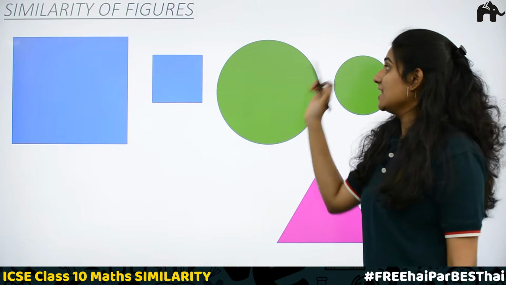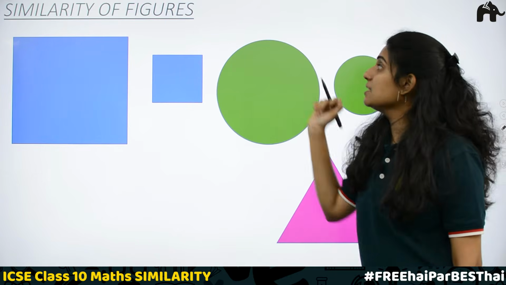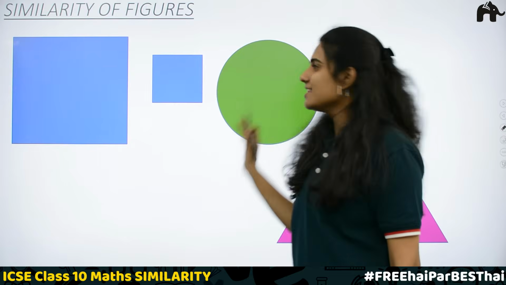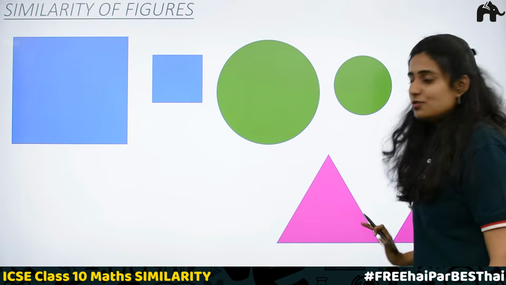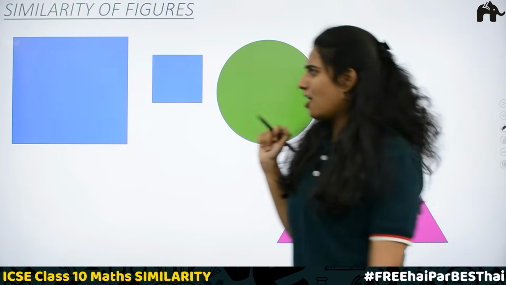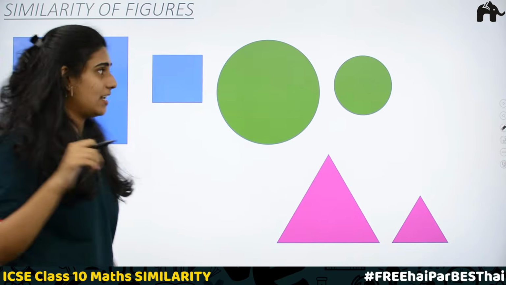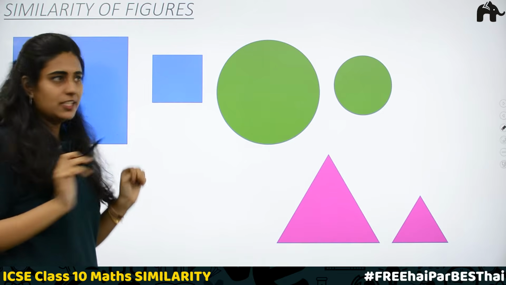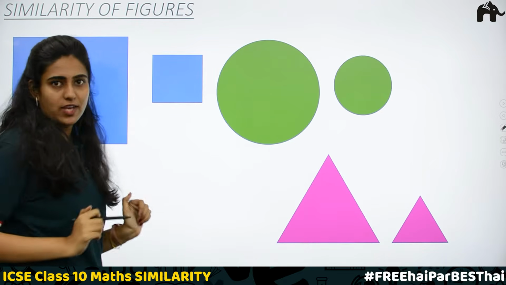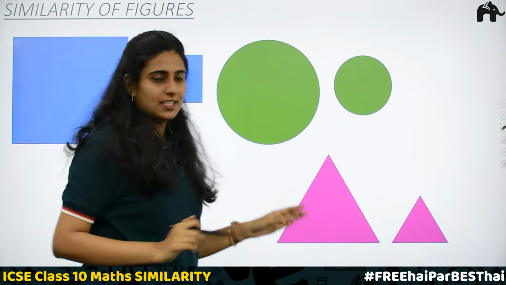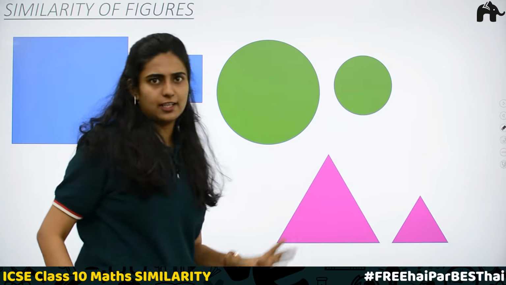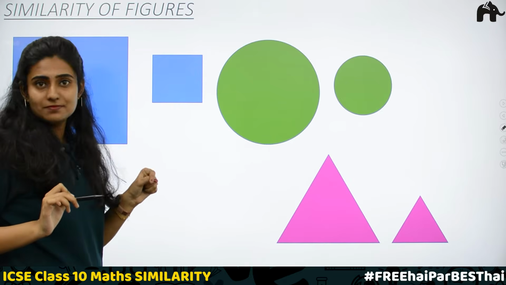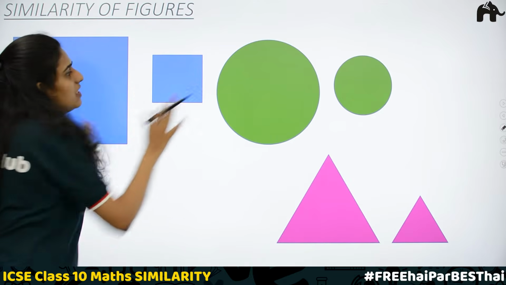Let us first understand what are similar figures, or the similarity of figures. Here we can see two squares, two circles and two triangles. How can I call these figures similar? Can I call this square as similar to this circle? Here we have a big square and a small square, a big circle, a small circle, a big triangle and a small triangle. Can I call this big square as similar to the big circle? No, right? Because they have different shapes.